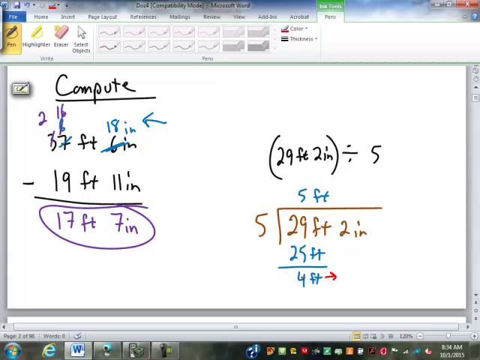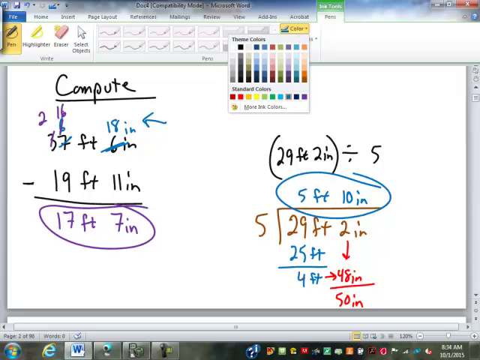Before we can bring down the 2 inches, what do we have to do? 4 feet has to be converted into 48 inches. Then we can bring down the 2 to combine with that to get 50 inches. And 5 goes into 50 10 times. So 5 feet, 10 inches. Make sense?